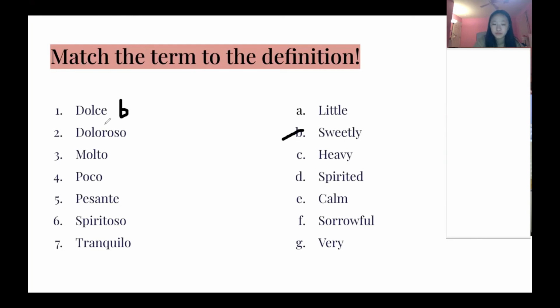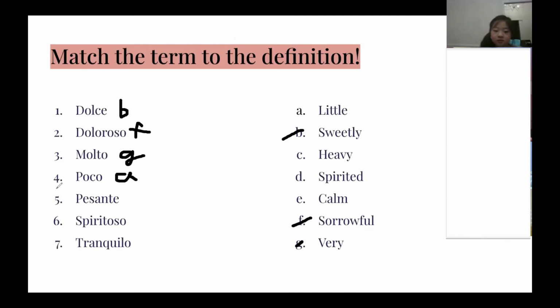Number 2 is sorrowful. Very good. And make sure not to get these 2 terms mixed up because they sound kind of similar and they mean really different things. Okay, so number 3 and number 4. Who wants to do that? So 3 is very, and 4 is little. Awesome, yes. So they're kind of like the opposites, sort of.